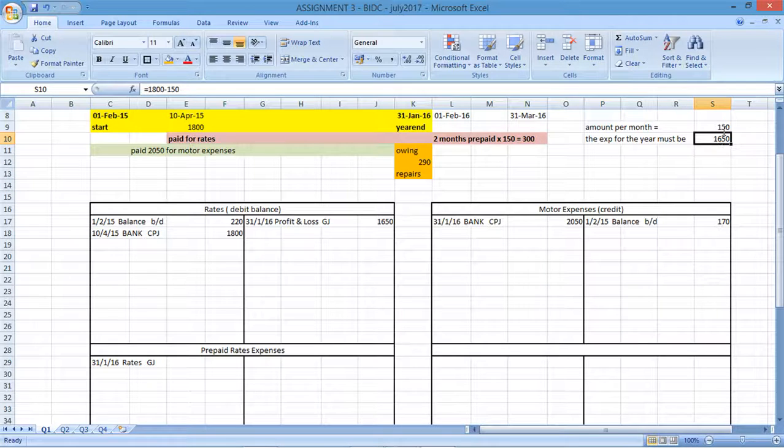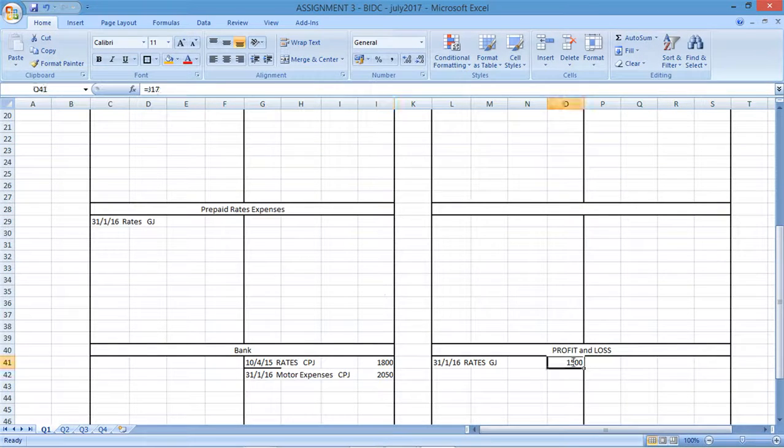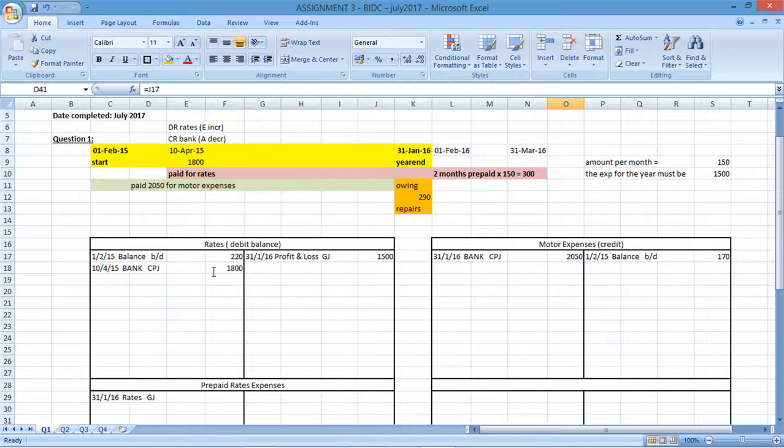Hold on, I only subtracted amount per month. I should have subtracted the 300, not the 150. That was 1 month. That was a mistake. Sorry about that. Let's quickly fix that. Okay, 1,500. There's the 1,500. Fine, that's better. Okay, and then the prepayment, we said 2 months were prepaid, so there we go. 2 months prepaid times 150 a month is 300.